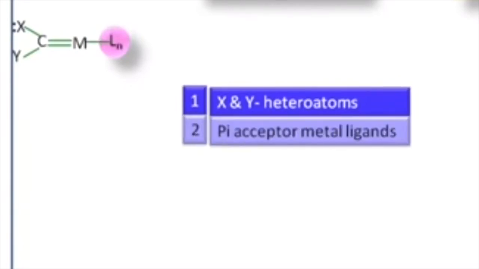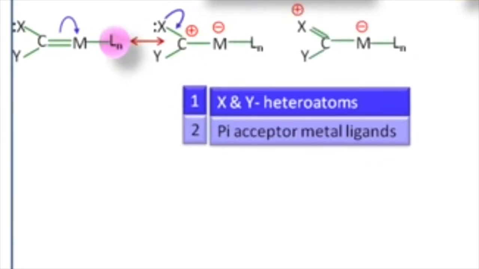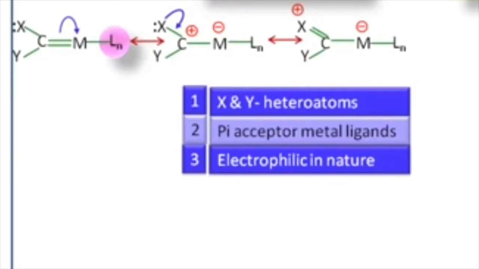The ligands attached to the metal atom are pi acceptor ligands, so they withdraw electrons towards themselves. The pi electron moves from carbon to metal, so the carbon atom acquires a positive charge. To balance this, the heteroatom donates electrons to carbon. It gets this resonance structure. Now, this carbon is more electrophilic in nature.